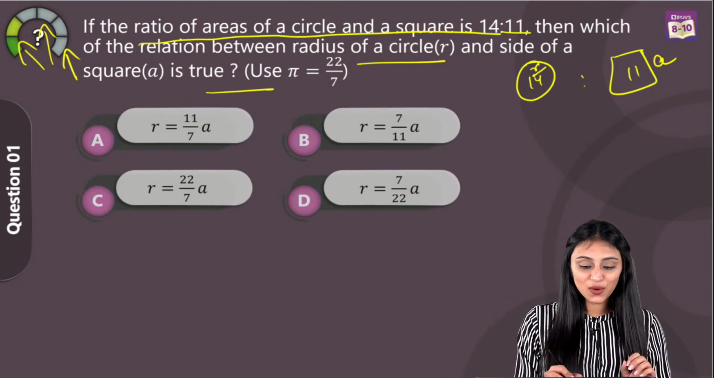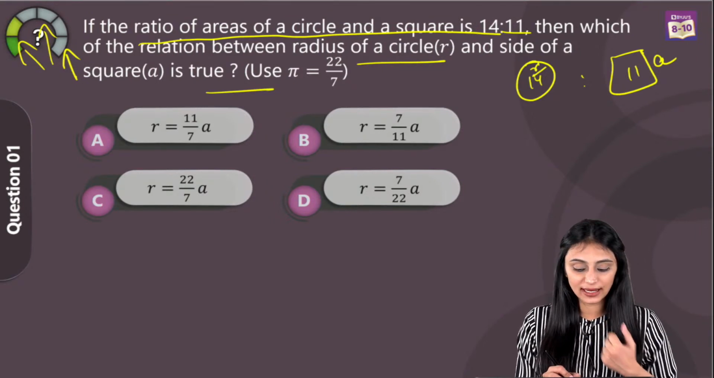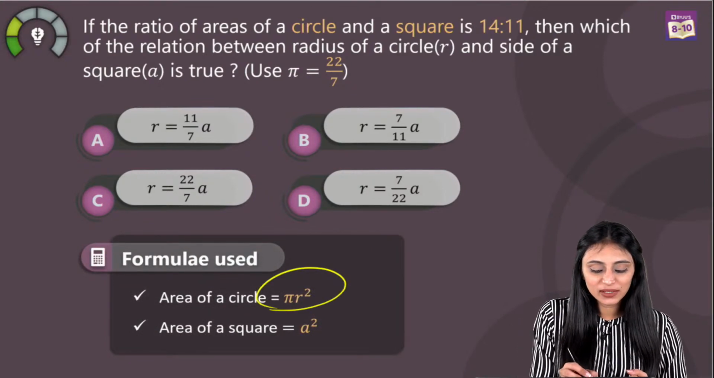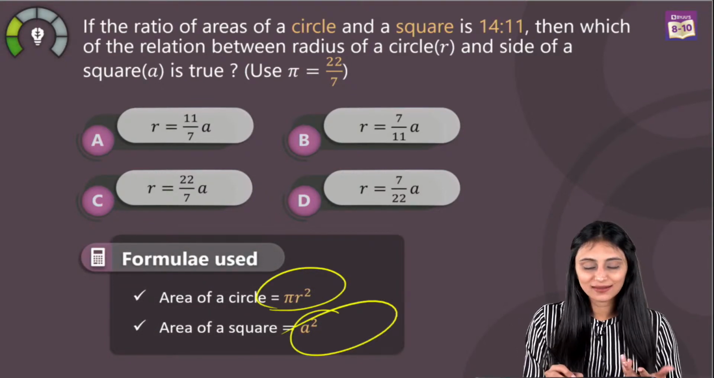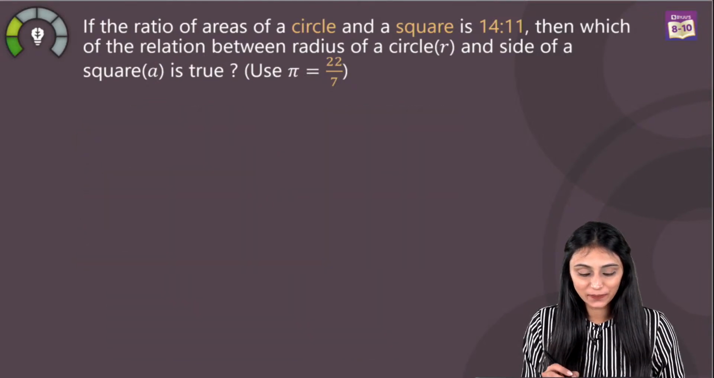Alright. So here we have to find out a relation between R and A. R is the radius of the circle and A is the side of the square. Right? So we know that area of circle is nothing but pi r square. Area of square is nothing but side square. Side is A over here. So I would say that's A square.